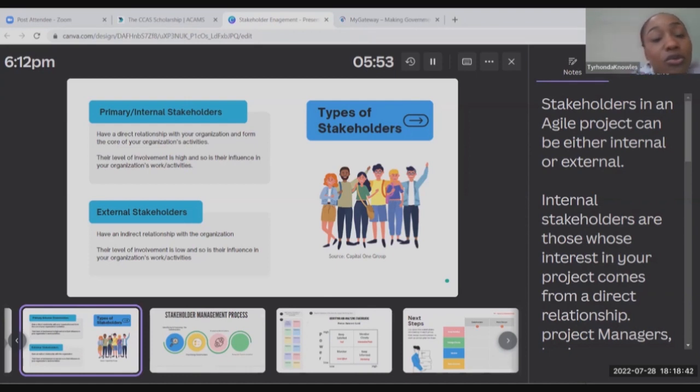So you don't stop engaging them, especially when you're releasing iterations of a value of a product or a service that you're providing to them. So Tyrhonda, do you mind if we ask questions in between? Yeah, you can.